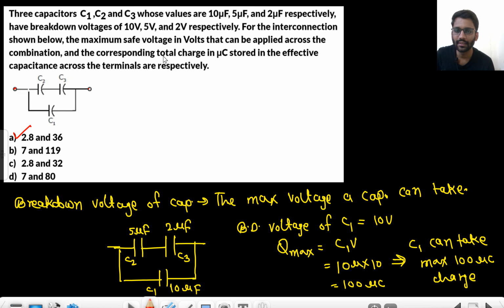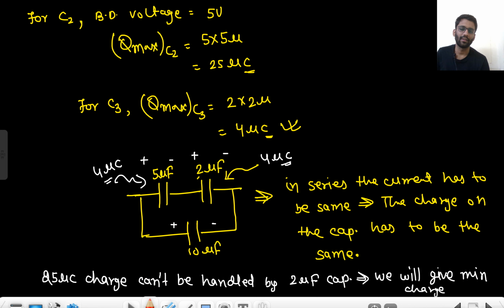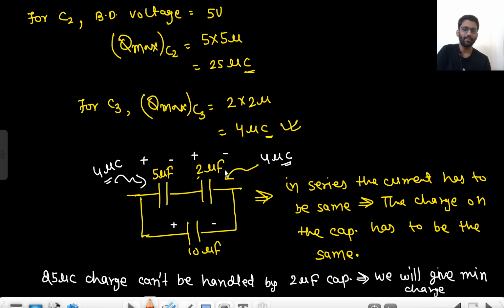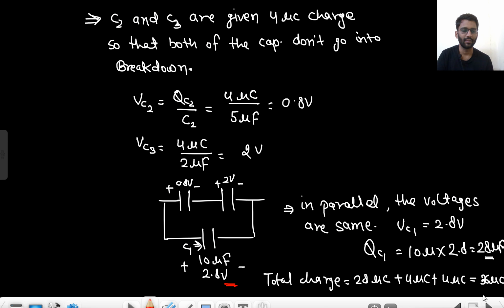Look, what did they ask? The total charge stored in the effective capacitance across the terminal and the safe voltage that can be applied across the combination. So what is the voltage that can be applied across the combination? That is 2.8 volt, right? Here we can see 0.8 volt to this, 2 volt to this, so total 2.8 volt. And the total charge is 4 microcoulomb plus 4 microcoulomb plus 28. The total charge would be 36 microcoulomb. So answer A is the final answer. It was a very good question. I hope you have understood the concept.